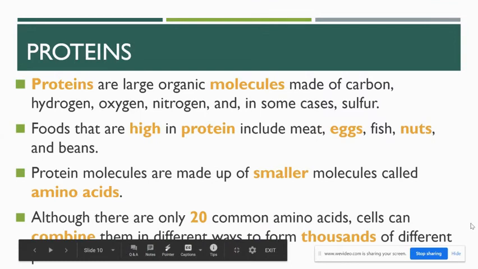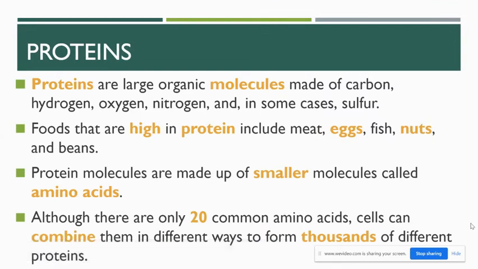Then proteins are another organic compound molecule that's made of carbon, hydrogen, and oxygen, and then it also includes nitrogen, and some proteins even include sulfur. So protein rich foods, foods that are high in protein, include meat, eggs, fish, nuts, beans, anything like that. And proteins give you energy as well and kind of fill you up and make you feel full.